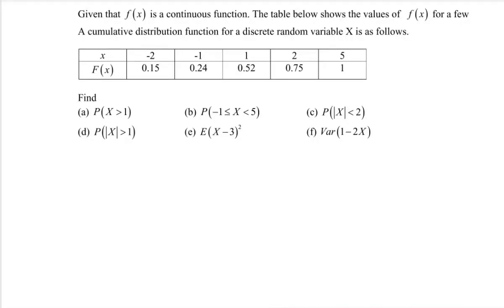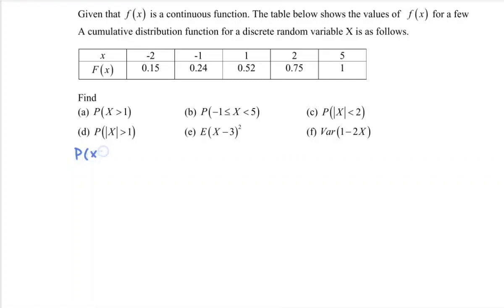Hello everyone, in this video I'm going to discuss the example for discrete random variable. Given that we have the function f(x) is a continuous function. The table below shows the value of f(x) for a cumulative distribution function for a discrete random variable, as follows. So here we have the table.